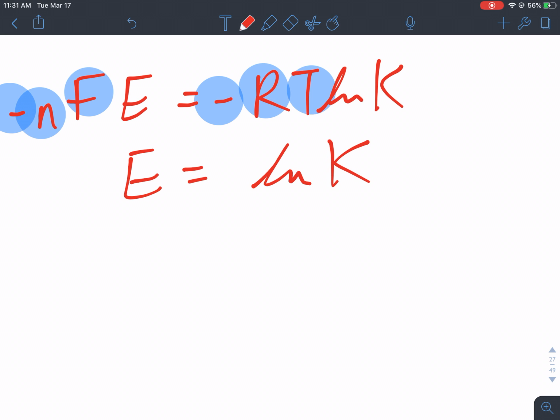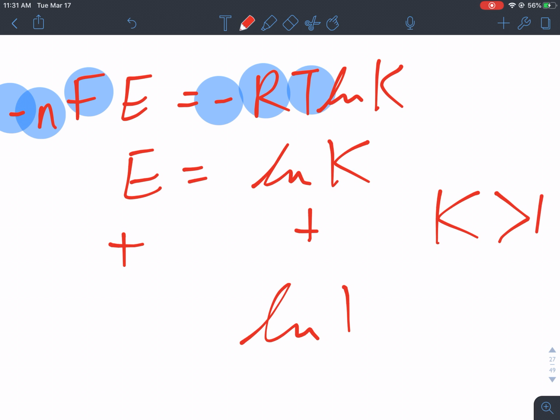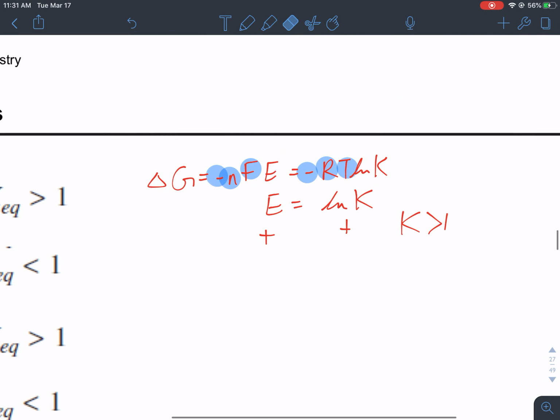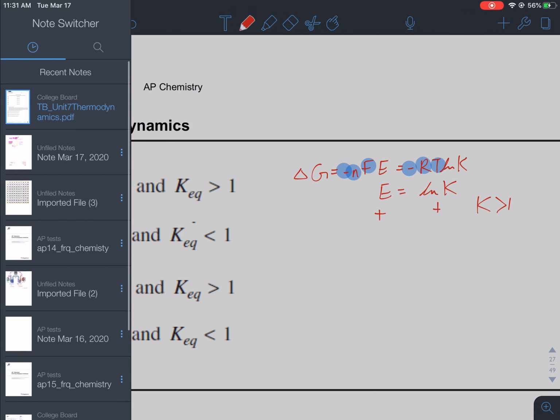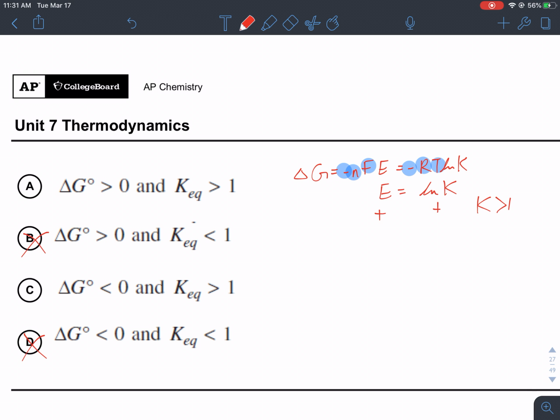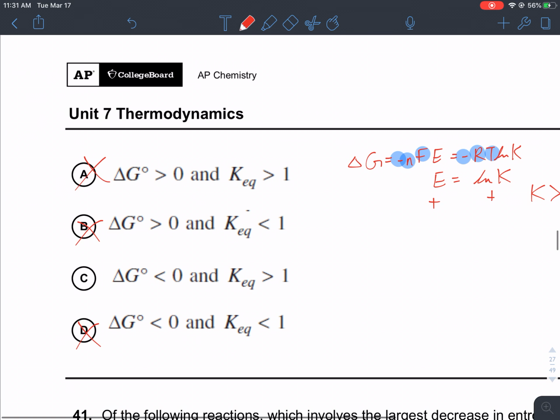So if E is positive, then your ln K needs to be positive as well, yeah? How do you get ln K to be positive? Well, that means your K has to be greater than 1. If your K is greater than 1, ln K will be a positive number. If it's less than 1, meaning you have more reactant than product, it's negative. So if your E is positive, your K is greater than 1. So it won't be this one, won't be this one, and it won't be this one. But if your K is greater than 1 and your E is positive, that means your delta G is spontaneous, therefore it can't be that one. The answer is C.